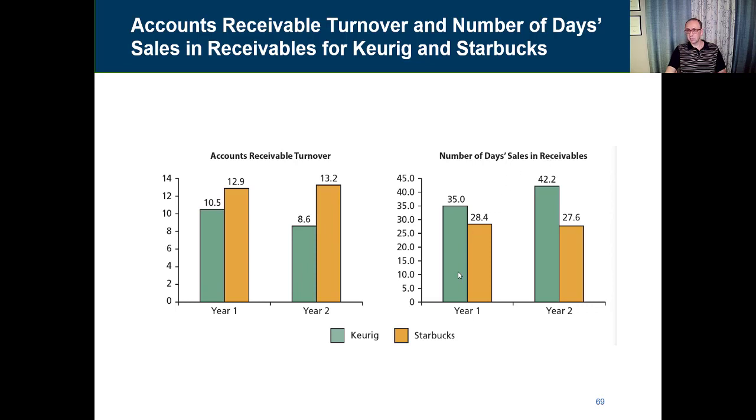For the number of days sales in receivables, you can see that this works the opposite way. So for year 1, Keurig was 35 days and went up to 42.2, but for Starbucks it's only 28.4 and it got better in year 2, which is 27.6.